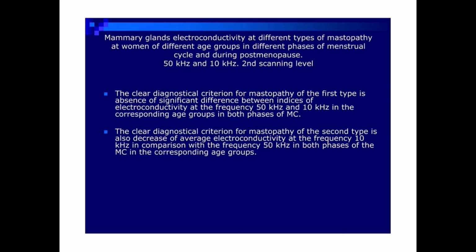Second scanning level. The clear diagnostic criterion for mastopathy of the first type is absence of significant difference between indices of electroconductivity at the frequencies 50 kHz and 10 kHz in the corresponding age groups in both phases of MC. The clear diagnostic criterion for mastopathy of the second type is a decrease of average electroconductivity at the frequency 10 kHz in comparison with the frequency 50 kHz in both phases of the MC in the corresponding age groups.